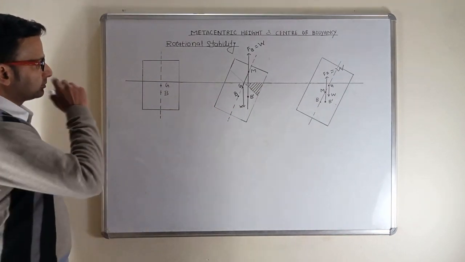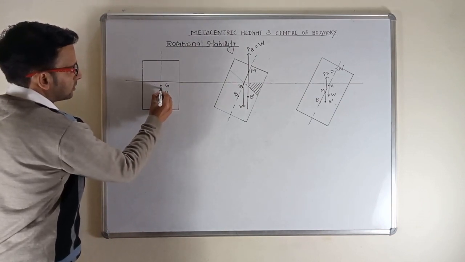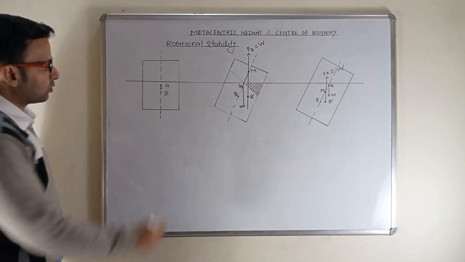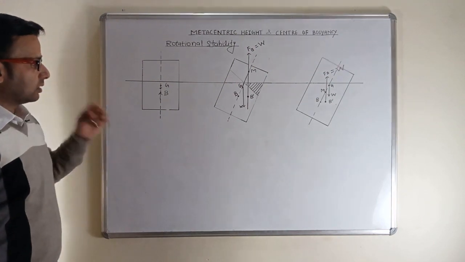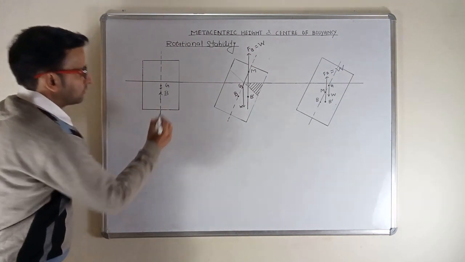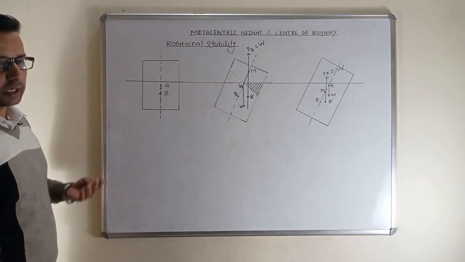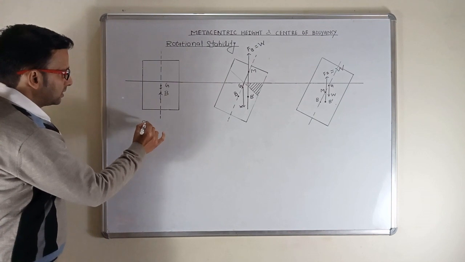In the first case, the weight of the body will be acting downward and the buoyant force will be acting upward. So as per the principle of a floating body, if a body floats, both the forces are equal. So it is in stable equilibrium.